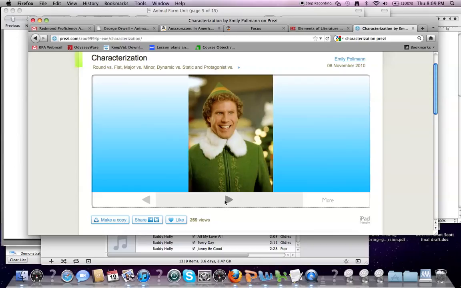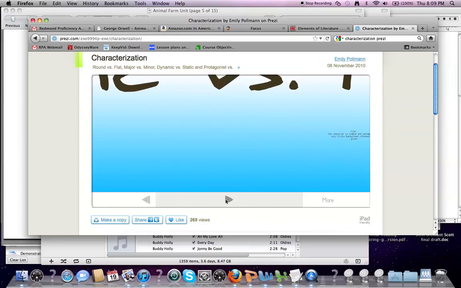Buddy from Elf, for those of you that know, is a very round character, right? We understand his motivations, we understand his history, we understand a lot about him and his personality. He's very full as a character.